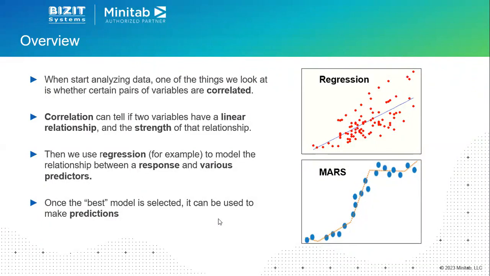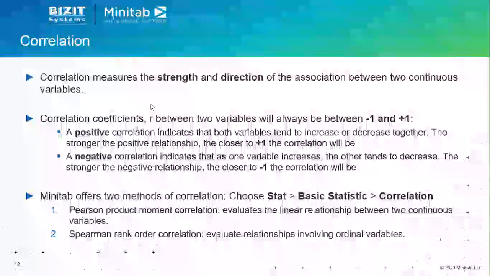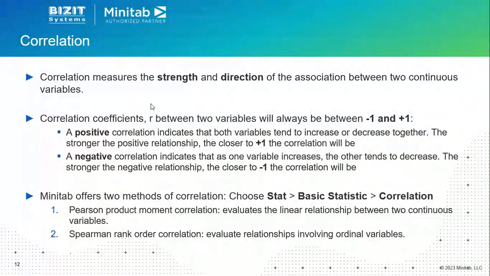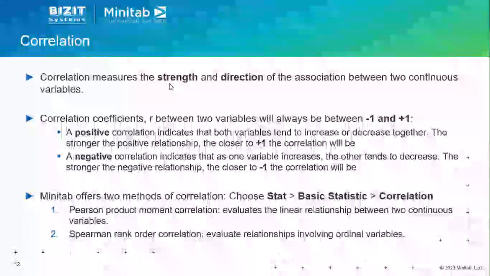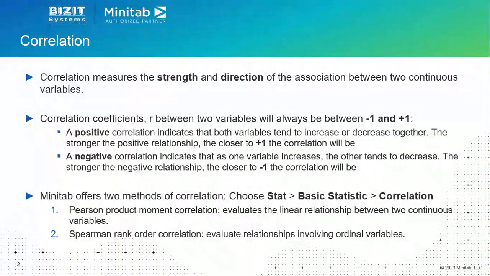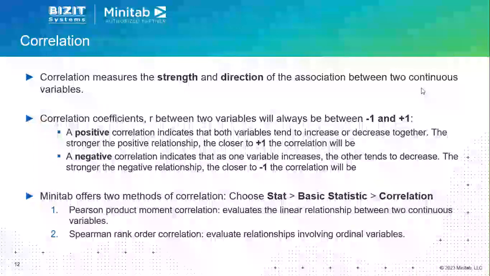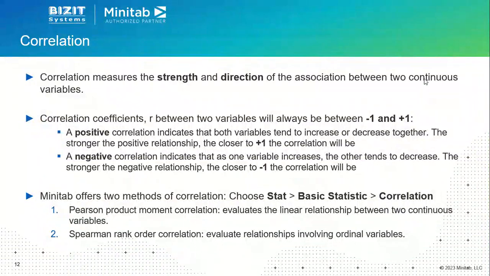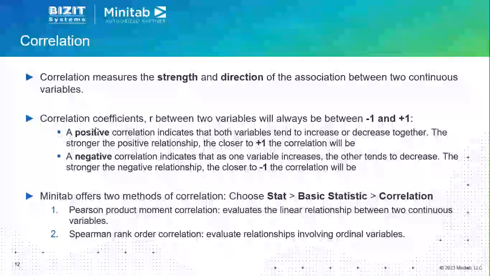Okay, so before we go further, we look at the correlation. In correlation, we can get two things from it. The first is the strength, and then the direction of the relationship between two continuous variables. Continuous means that it's a measurement. It's numeric data, whether it's X or Y, it must be continuous data in order to calculate the correlation. We call it the correlation coefficient, or R.